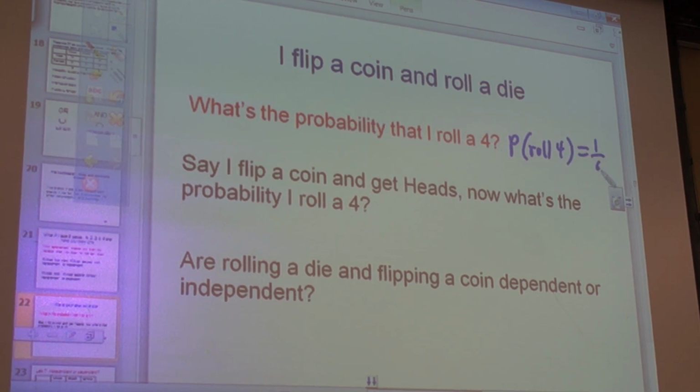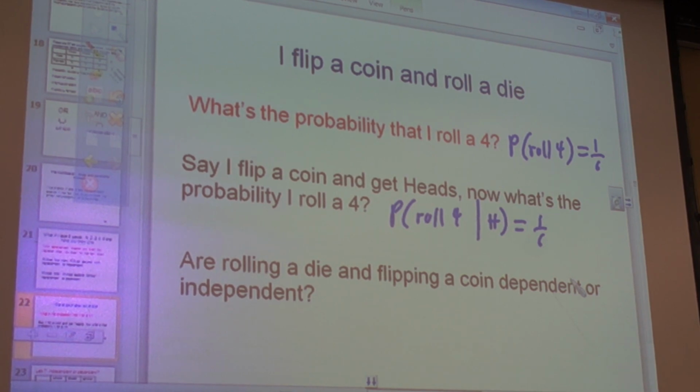Good. Now, I'm going to flip this coin. I flip the coin, and it's heads. Now that I flipped heads, what's the probability that I roll a 4? Still 1 out of 6. Everybody with me? So the probability of rolling a 4, given (that big line straight up and down means given) I flipped heads, is still 1/6. The probability does not change. So, is rolling a die and flipping a coin dependent or independent? They're independent. They don't affect each other.